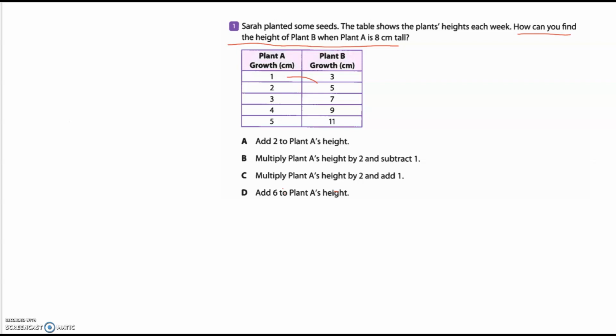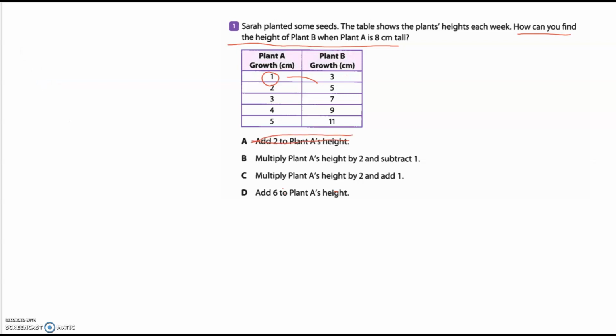A says we need to add 2 to plant A's height. Well, here's plant A. If we add 2 to that, that would be 1 plus 2. Is that equal to 3? Is that what I have over here? Yes. But good mathematicians don't just buy that. We check it with the next number. The next number is 2. If I have 2 and I add 2, 2 plus 2 is equal to 4. That is not what I have over here. I have 5 over here. So I know that it can't be that one, and I'm going to mark through this answer choice.